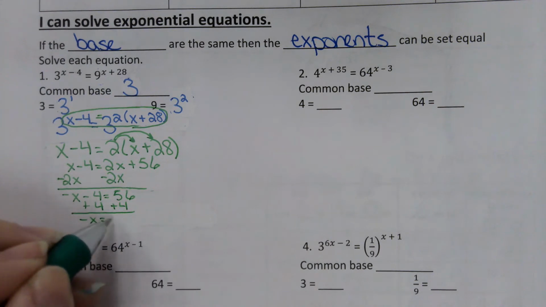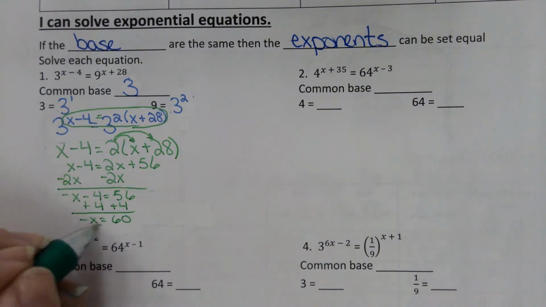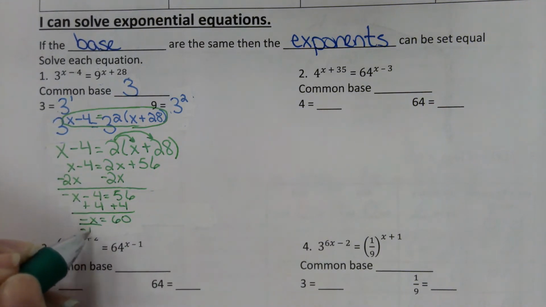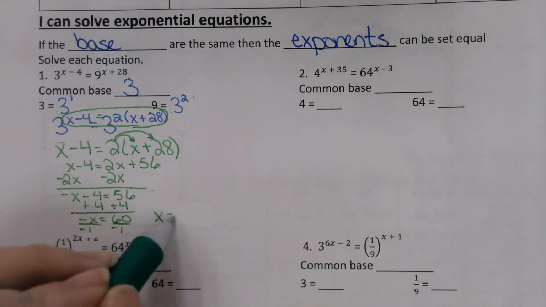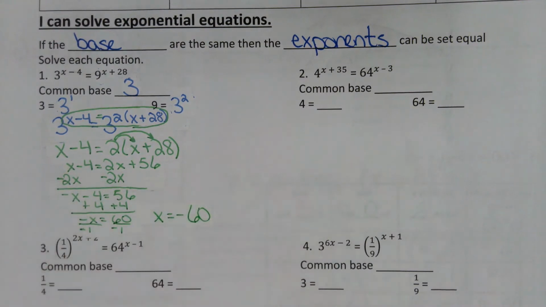Negative x is equal to 60. Divide by negative 1 so that x equals negative 60.